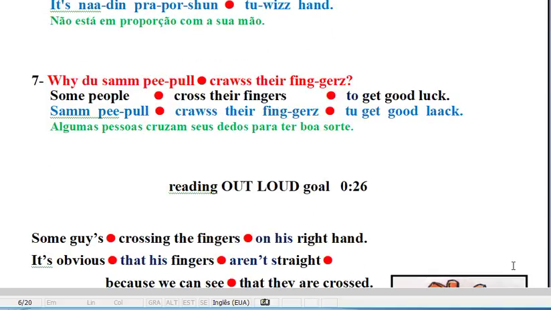Line 7. Some people cross their fingers to get good luck. Question. Why do some people cross their fingers? Some people cross their fingers to get good luck.